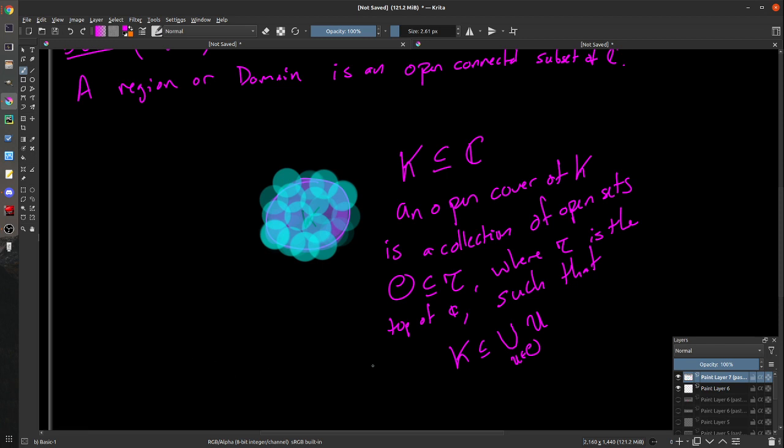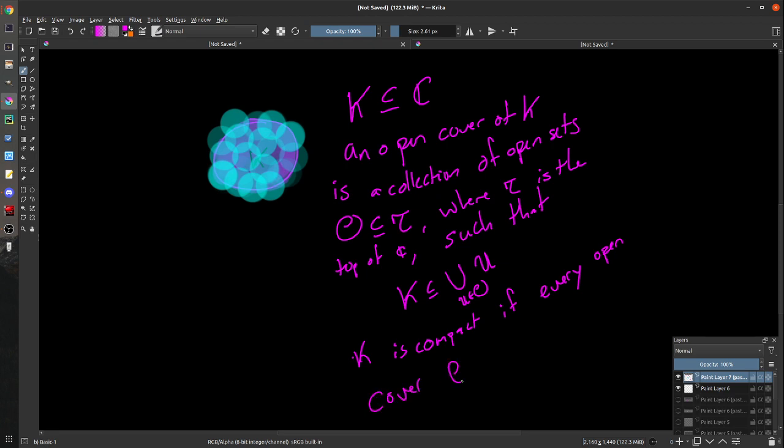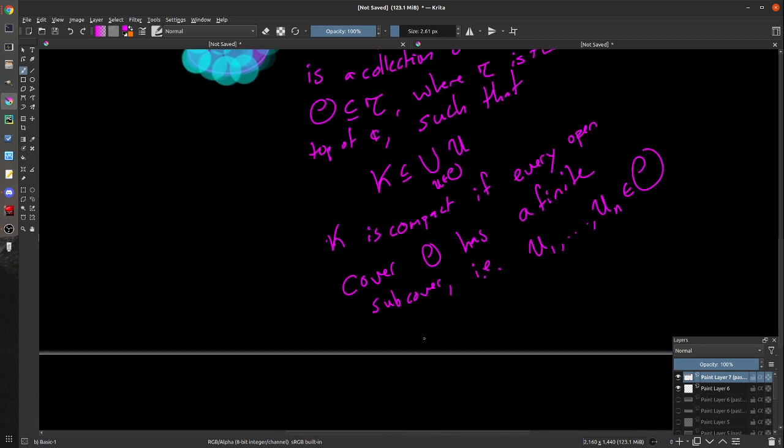Compactness, in the technical sense, is just this. K is compact if every open cover O has a finite subcover, i.e., U1 through say UN in O, such that K is contained in the union of all these U's. See what I'm saying?